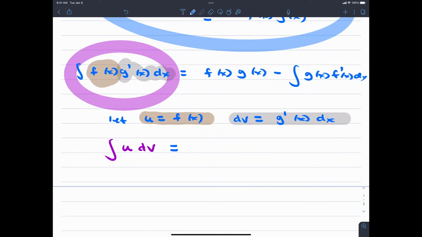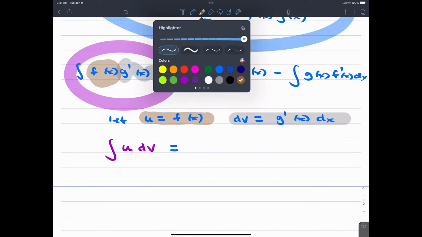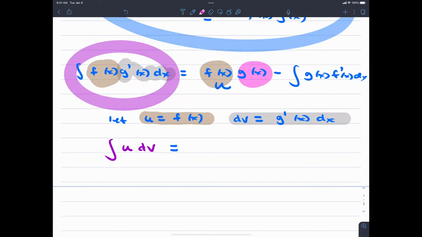Now, you might say, well, I see f again. Okay, well, what does f represent again? F is u. And then you say, but I also have this g function. What in the world is g going to be, right?